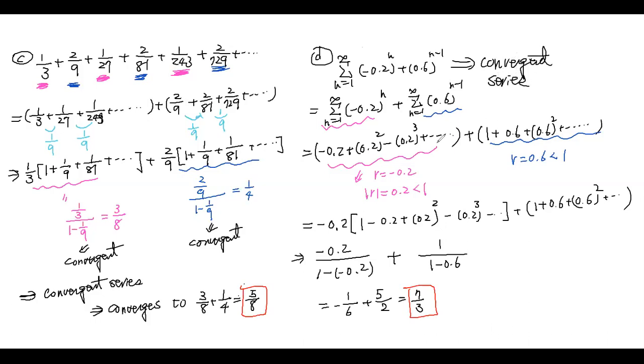And which number is it converging to? It's converging to 7 over 3 here, all right? So now let's take a look at the next ones. Let's take a look at part E.